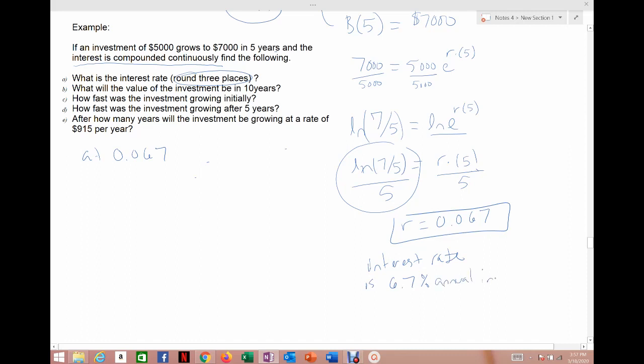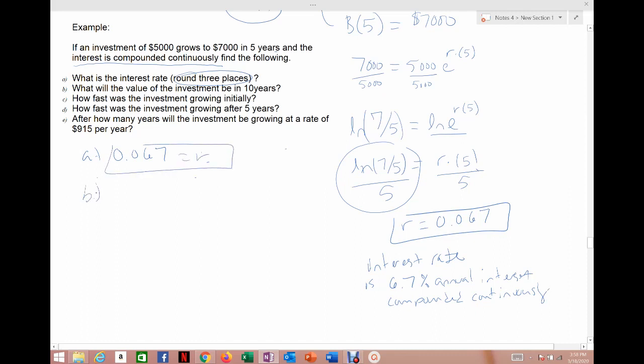Annual interest compounded continuously. Again, we're going to use the decimal version because we're going to plug it into our equation.